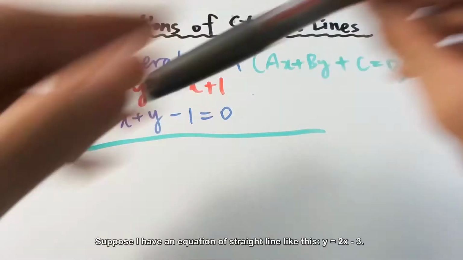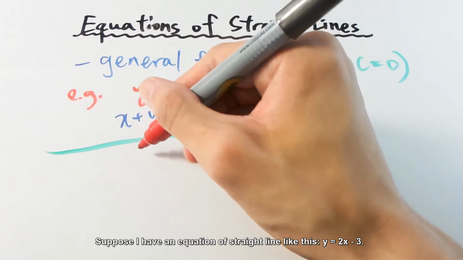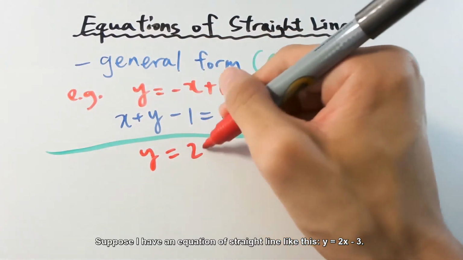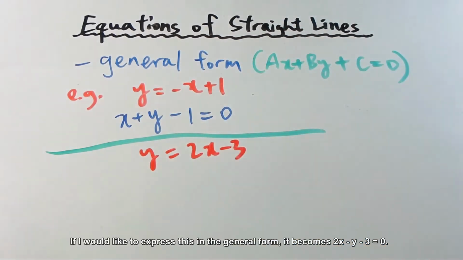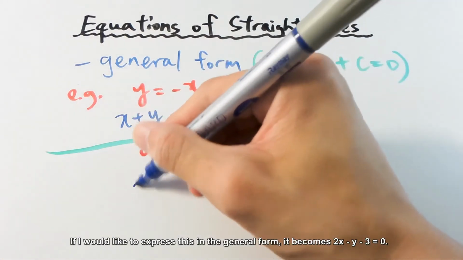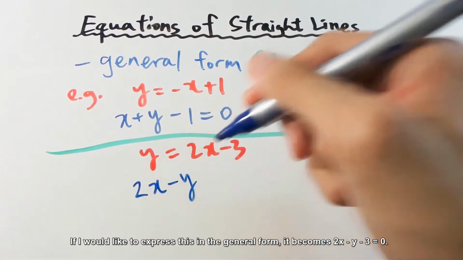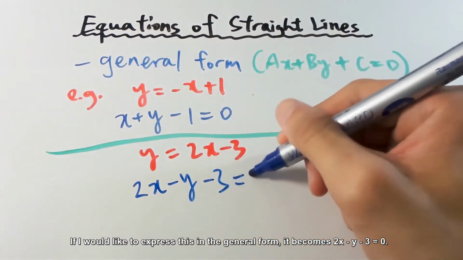Let's take a look at another example. Suppose I have an equation of straight line like this. y equals 2x minus 3. If I would like to express this in the general form, it becomes 2x minus y minus 3 equals 0.